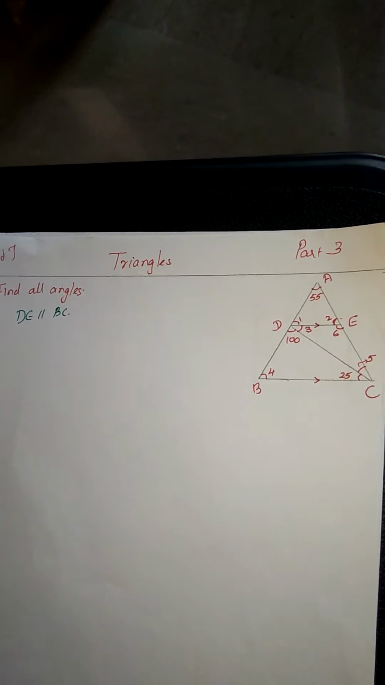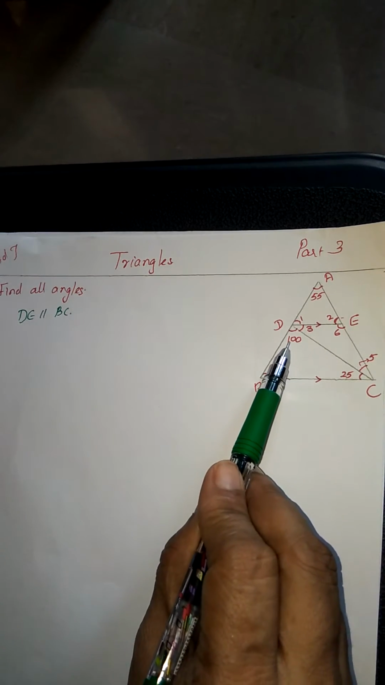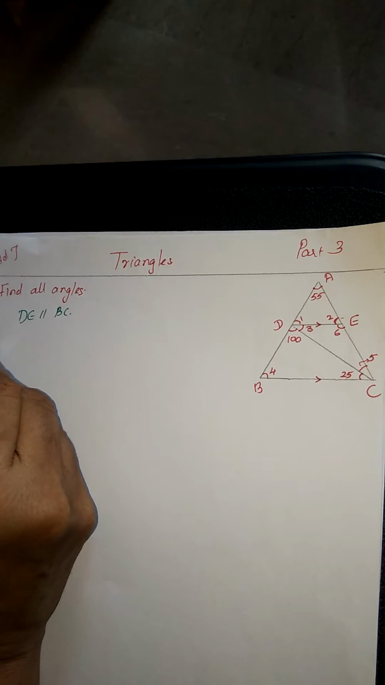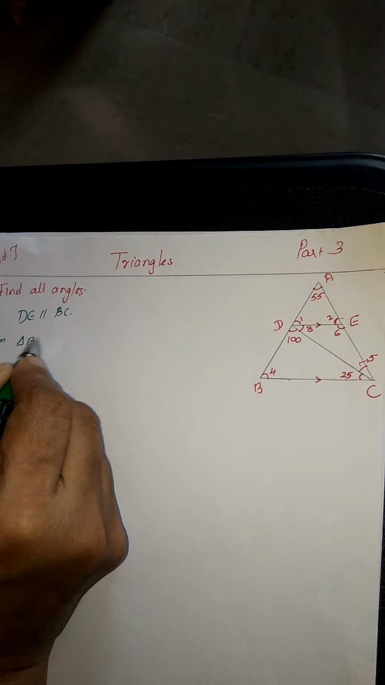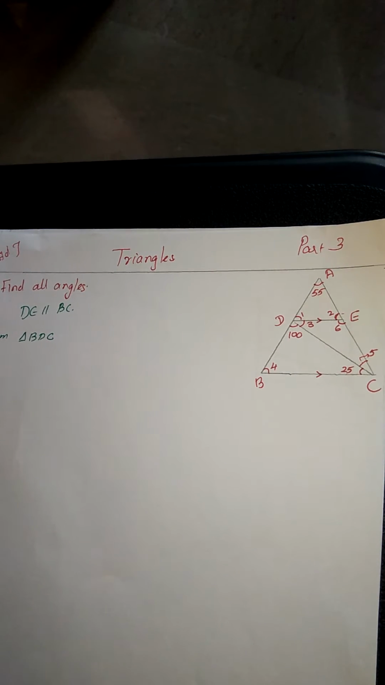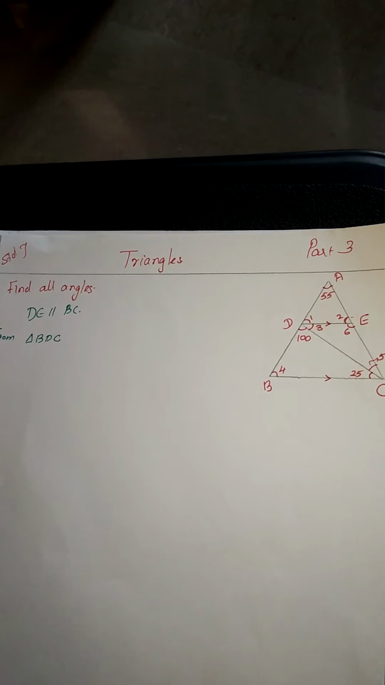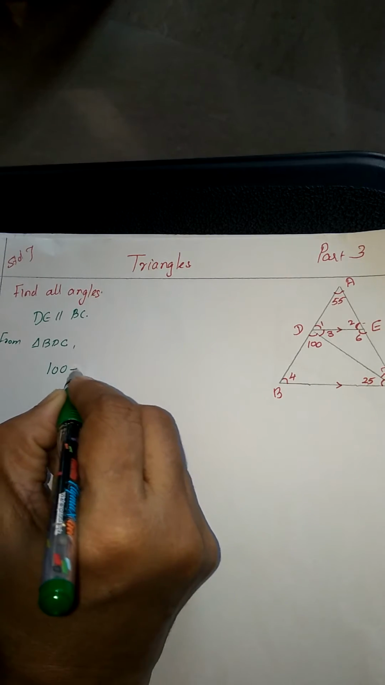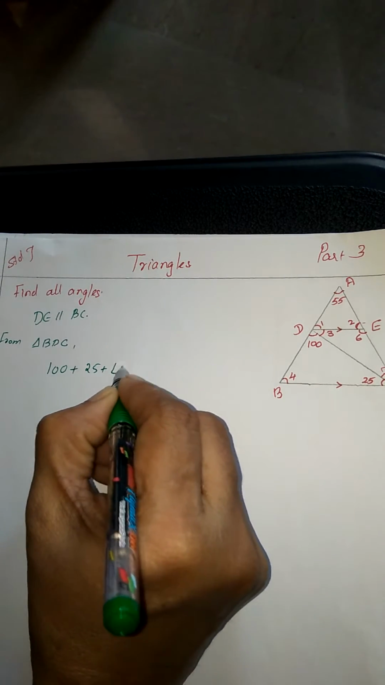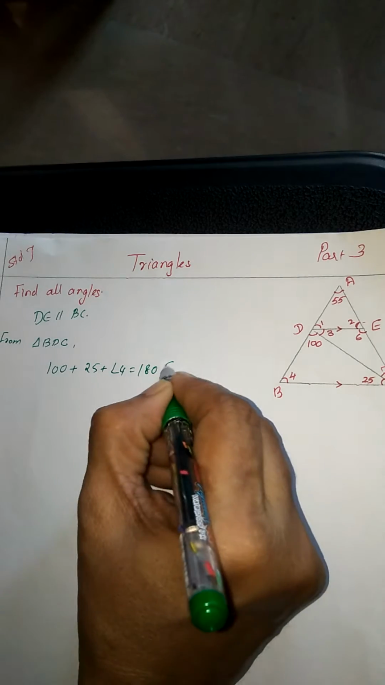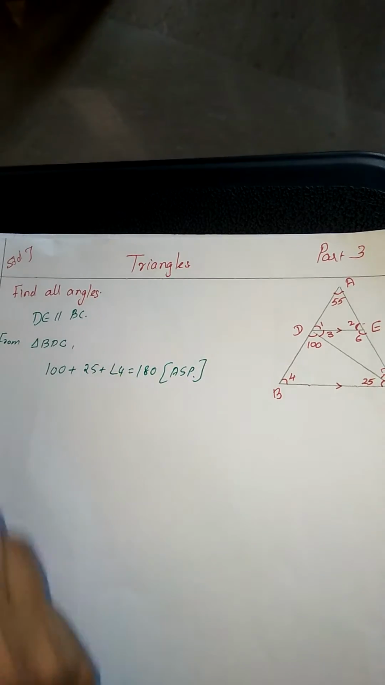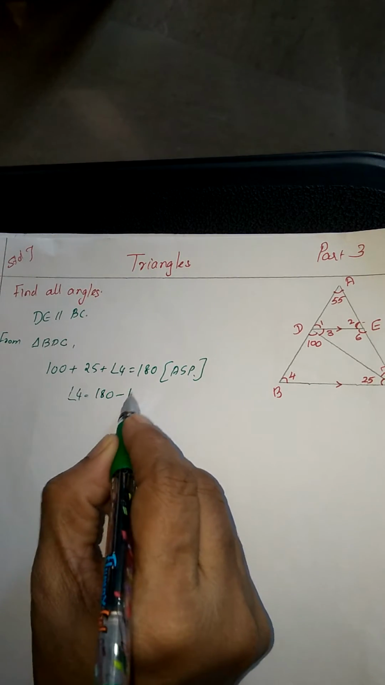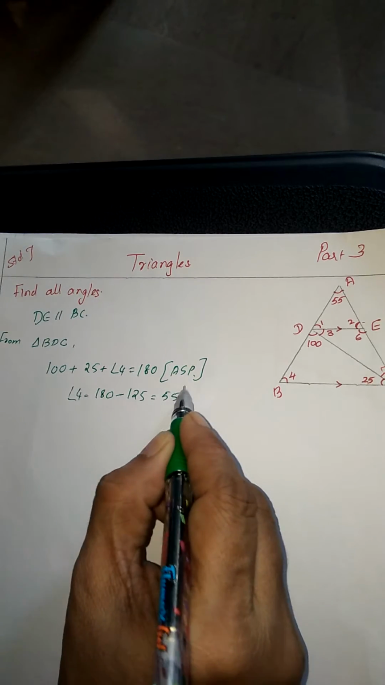Now we'll start with triangle BDC. It's already given, this is 100, we know this is 25, from that we can find angle 4. So from triangle BDC, 100 plus 25 plus angle 4 is equal to 180, angle sum property. From that we can get angle 4 is equal to 180 minus 125, we get 55 degrees.